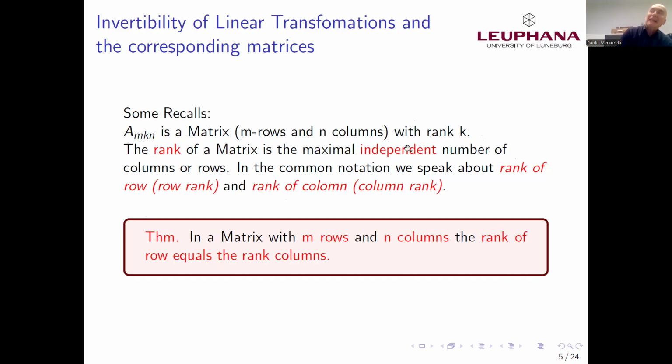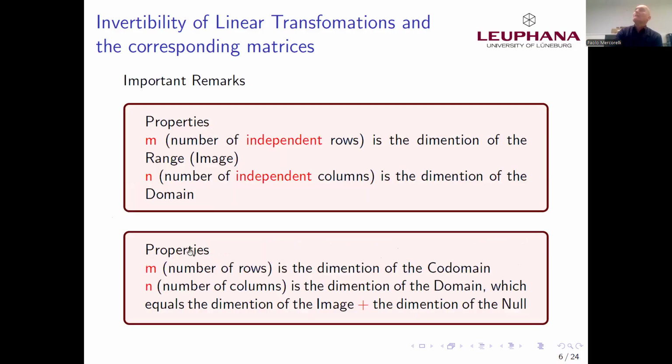Do you remember I told you about the rank? The rank of a matrix is the maximal number of columns, as written here, or rows, which are independent. Now, theorem: in a matrix with m rows and n columns, the rank of the rows equals the rank of the columns. This must be kept in mind, but in any case, try to remember. Look at this, and then we will do exercises.